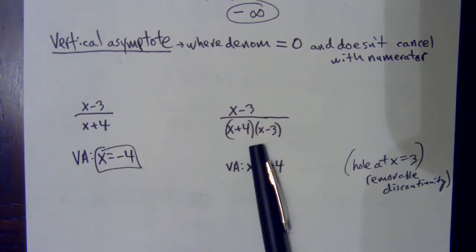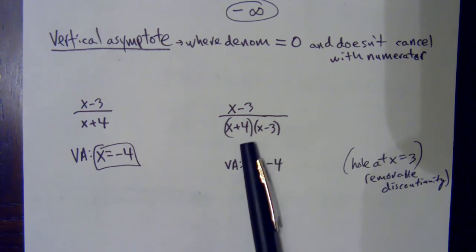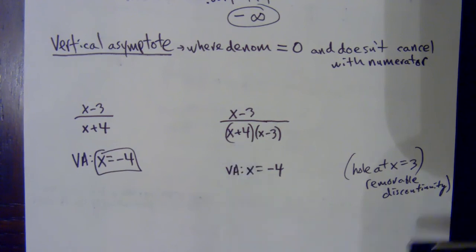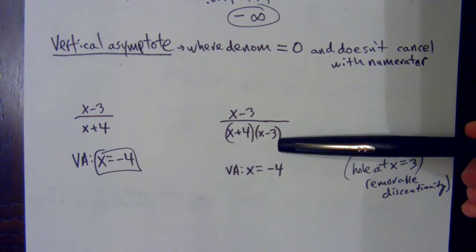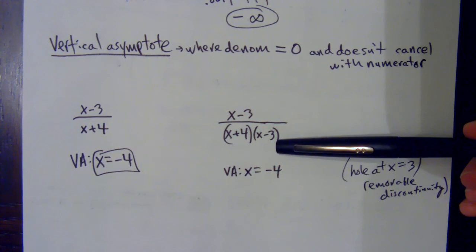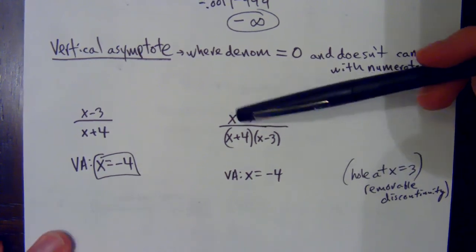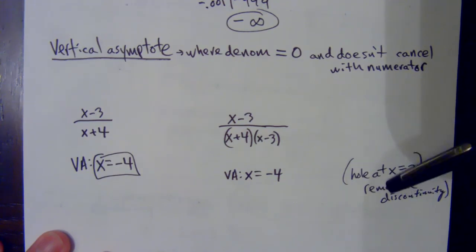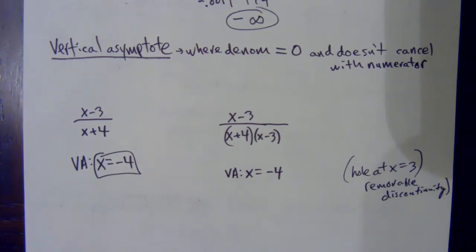If I give you something like this, and I just say find the vertical asymptote only, the only vertical asymptote is x equals -4, because x equals 3 is a point of discontinuity. That original denominator is equal to 0 there, but because that cancels out, remember that's a hole in the graph at x equals 3, and it's a removable discontinuity right there.